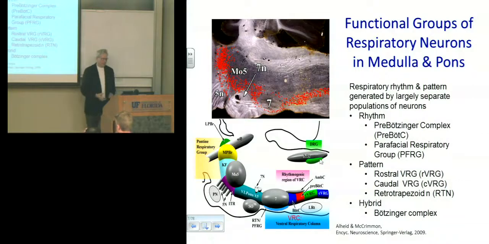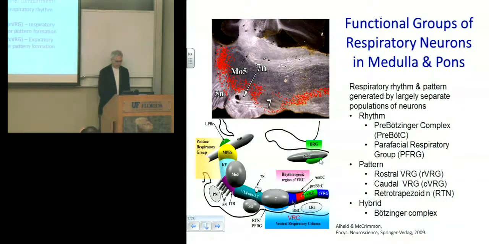And then up here, dorsally in the medulla, the nucleus of the solitary tract, which again is the termination site of those afferents, as well as an accumulation of phasically active respiratory neurons in what's referred to as the dorsal respiratory group.